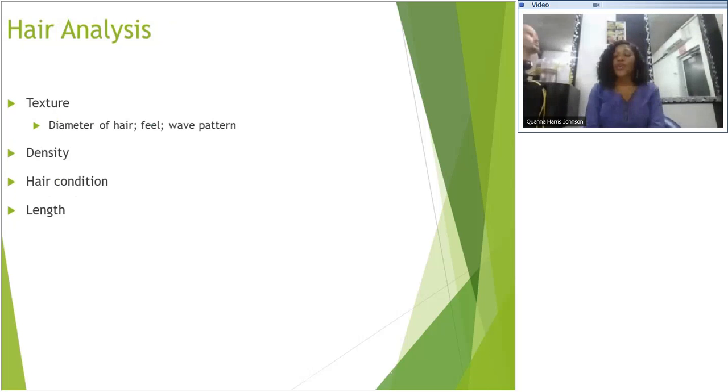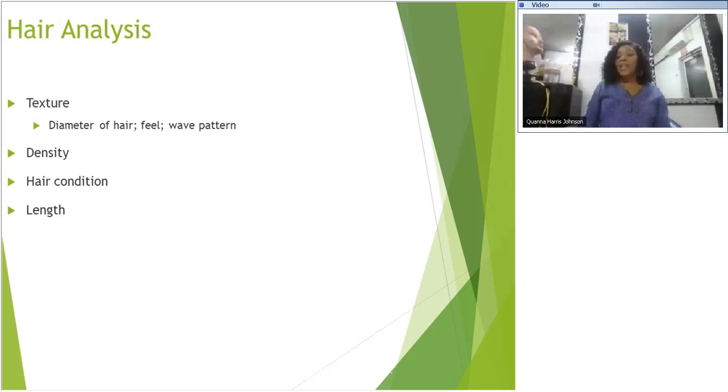styles. So for your hair analysis now, you're going to look at the texture of the client's hair, and the texture refers to the diameter, the feel or the wave pattern that is in your hair or the client's hair. Then we have the density. This is the amount of hair per square inch. So it measures how much hair the client has. So is the hair dense, meaning the client has a lot of hair? Is the hair sparse, has a little bit? Or is it medium, she has the right amount of hair?